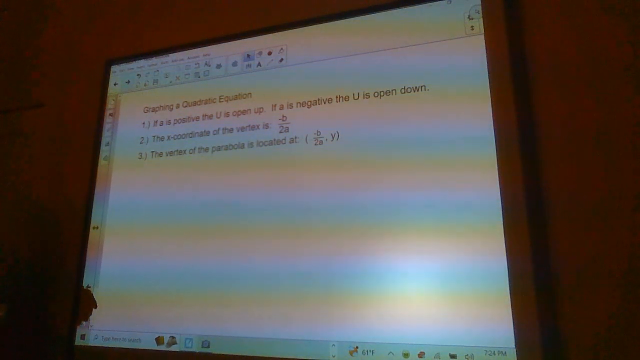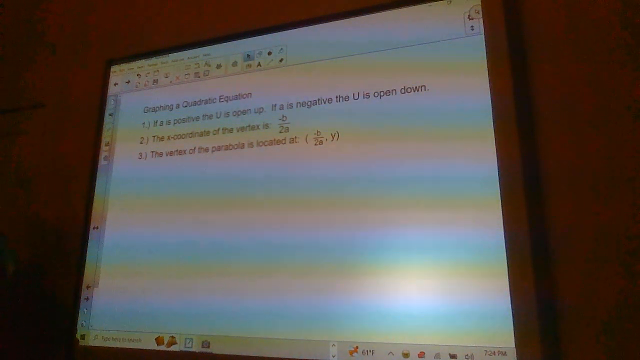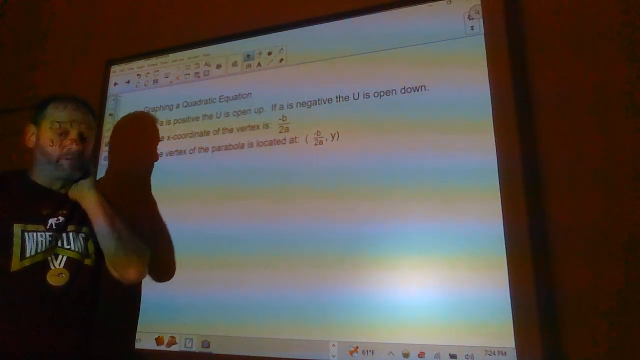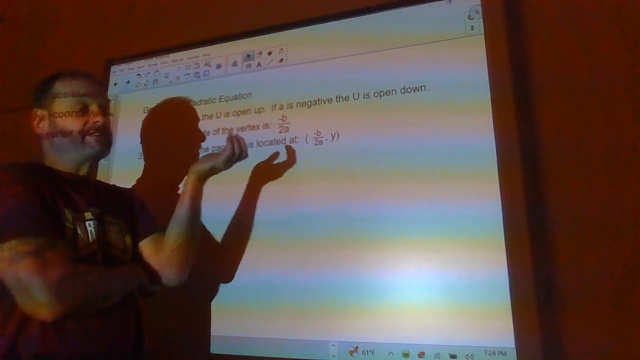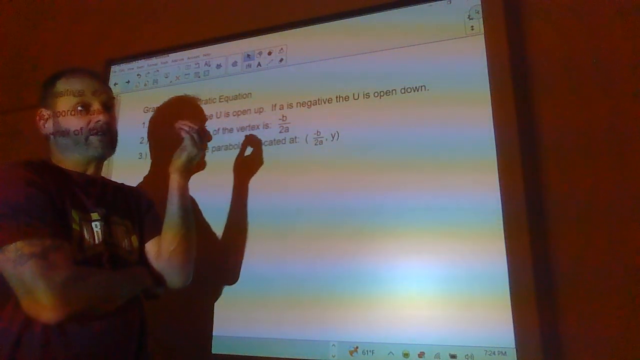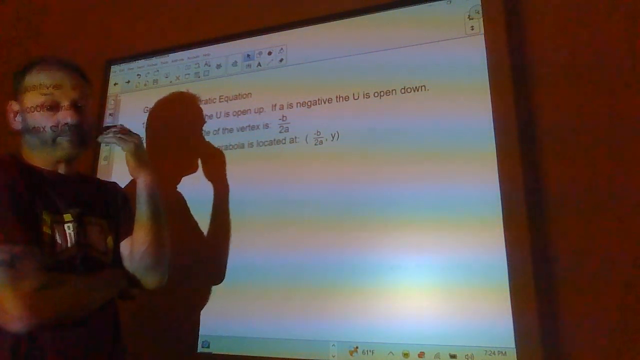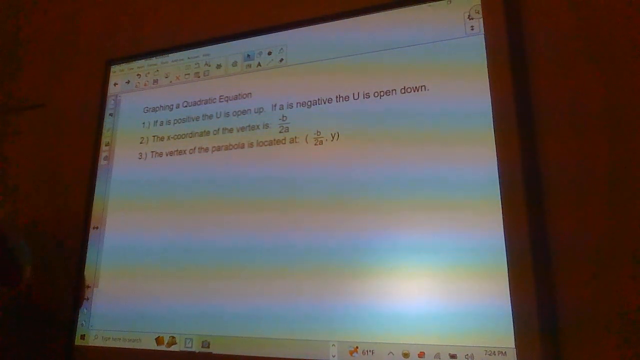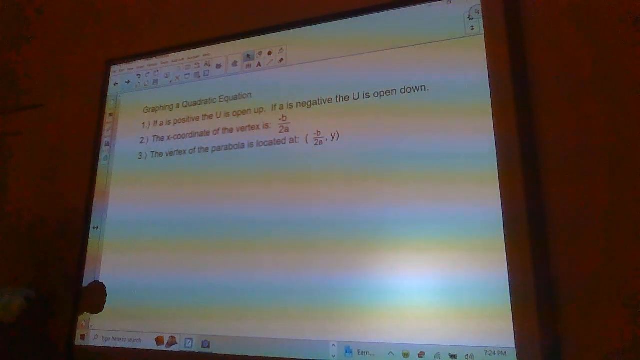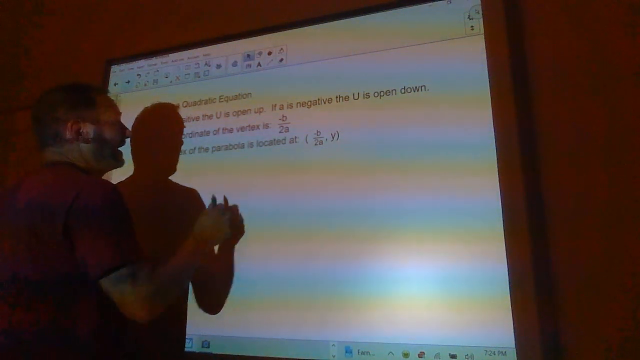So how do you graph a quadratic equation? If a is positive, the U opens up. If a is negative, the U opens down. I would write that down at the very beginning of the problem. I can't tell you how many times I've had students who have a negative leading coefficient, they draw the parabola, and they get it right side up. That should tell you right away something's wrong. The x-coordinate of the vertex is negative b over 2a. The vertex of the parabola is located at negative b over 2a, y.